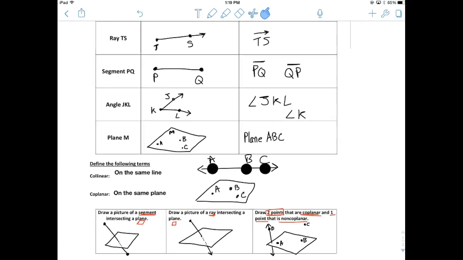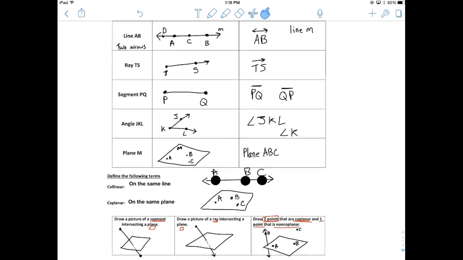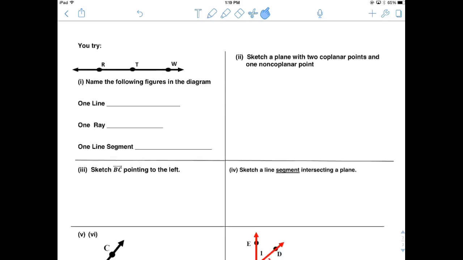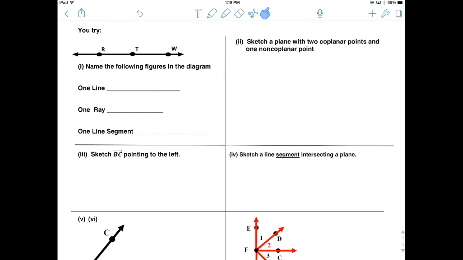All right, so go ahead and rewatch, pause, do whatever you need to get these notes copied in. Now, on the back side, you should try and check in with your teacher before you take your retake.